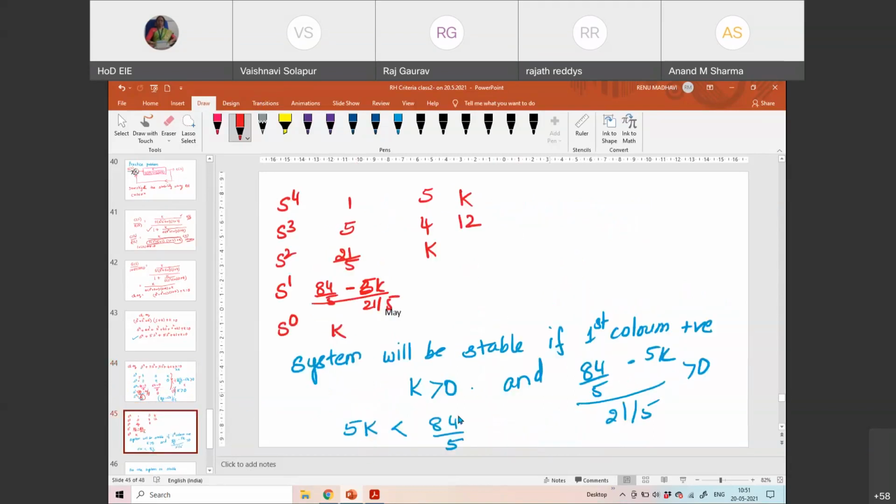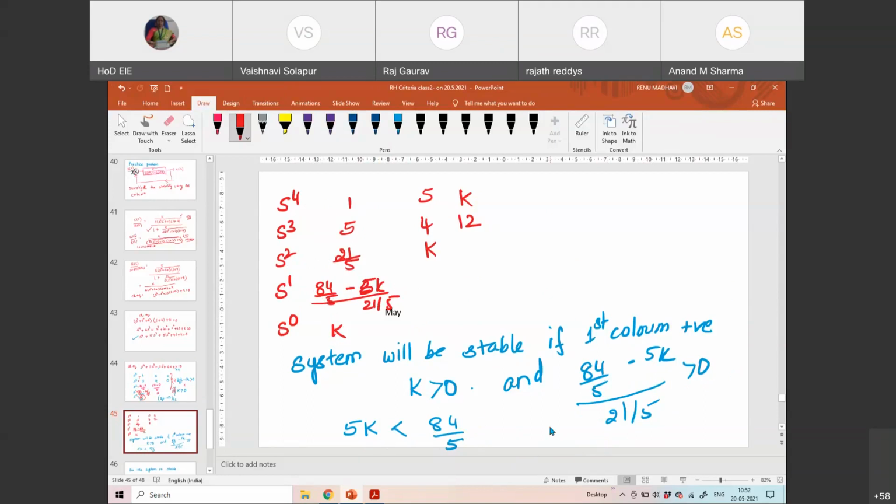Think of it. So the same thing I'm writing. For the system to be stable, the first column should be positive. This is possible only when k is positive, so k has to be greater than 0. And this is only possible also when this particular term becomes positive. This particular term can be positive only when 84/5 minus 5k is greater than 0, which implies that 5k should be less than 84/5. As long as this term is less than 84/5, the system is positive.